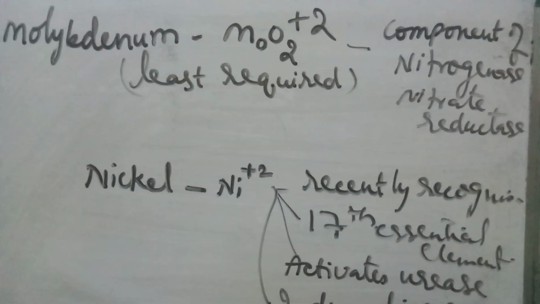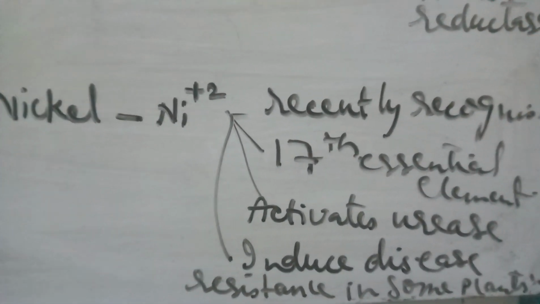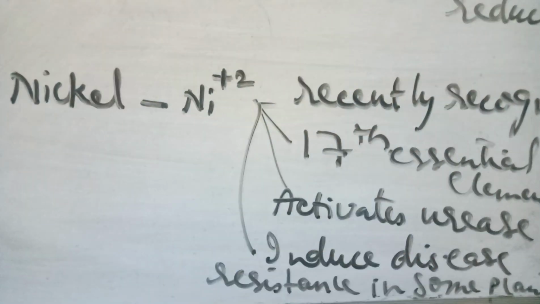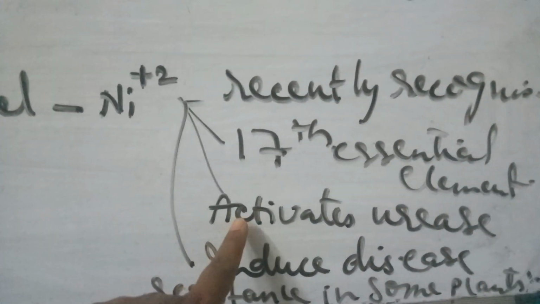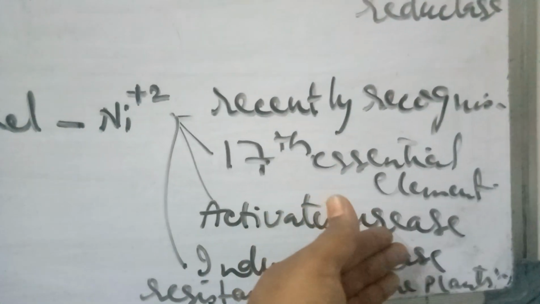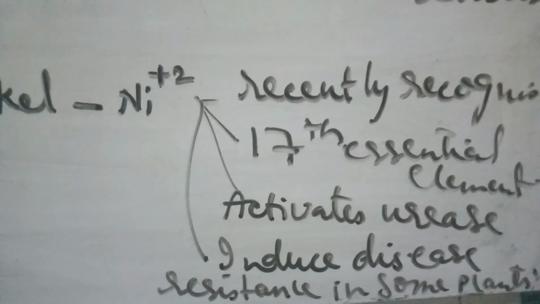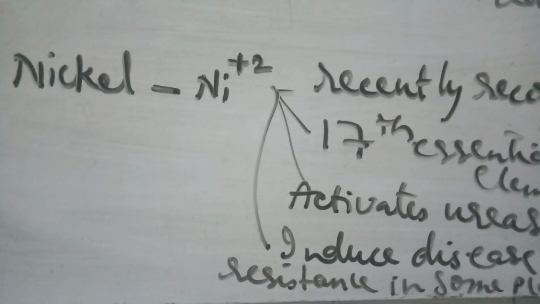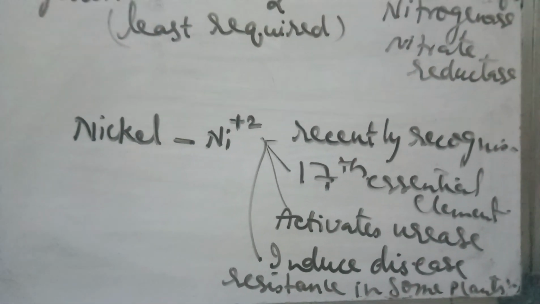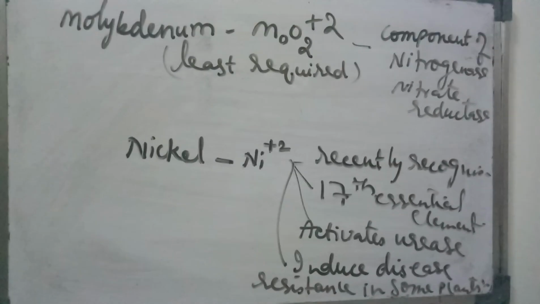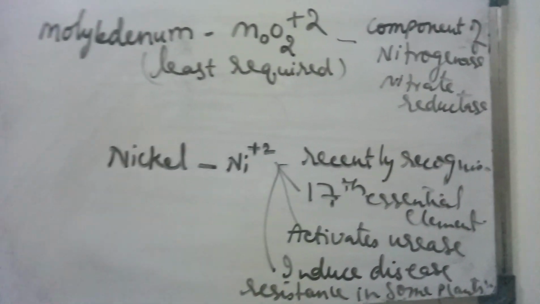Coming to nickel, nickel is a recently recognized element, the 17th essential element recognized. It activates an enzyme called urease. This urease also plays an important role in nitrogen metabolism. So nickel activates the urease enzyme, and nickel also induces disease resistance, but only in some plants.